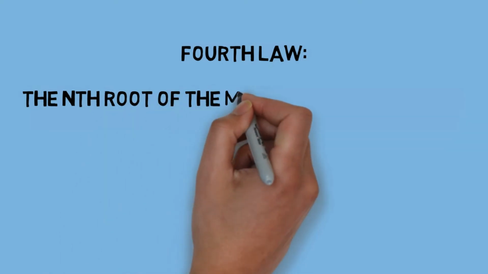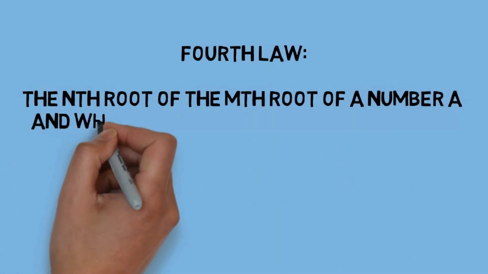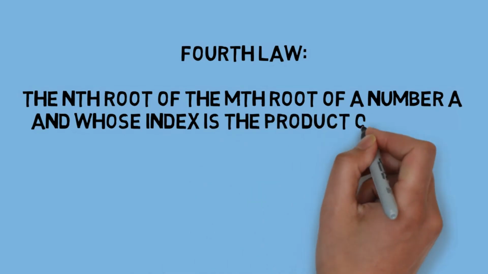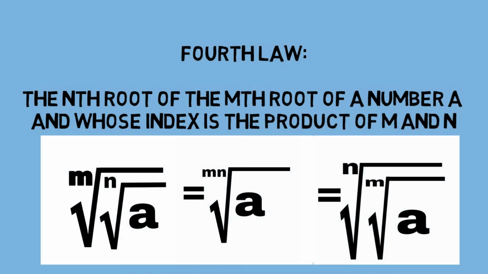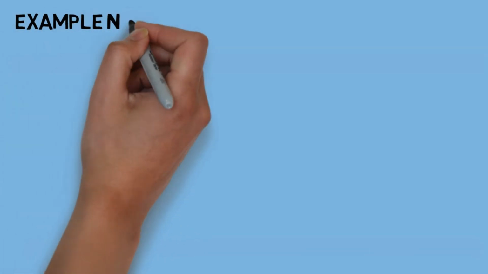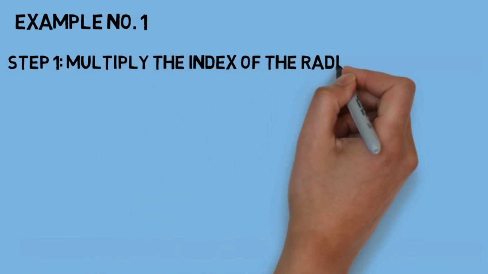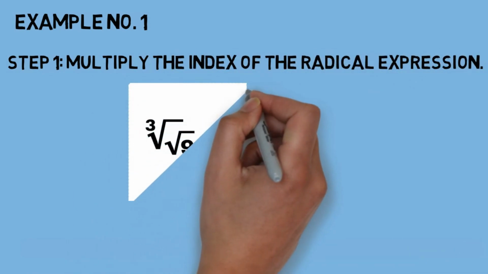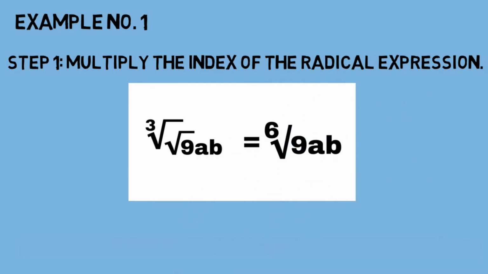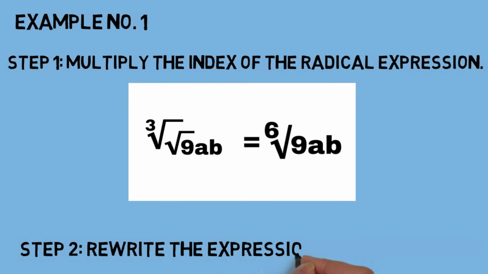Fourth law. The nth root of the number a and whose index is the product of m and n. Example number 1. Step 1. Multiply the index of the radical expression. Multiply 3 by 2 since the indices of the two radicals are 3 and 2, and write the answer as the index of the new radical expression. Step 2. Rewrite the expression to radical form, 6th root of 9ab.